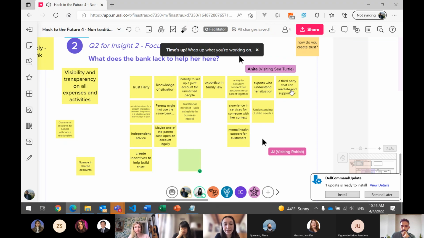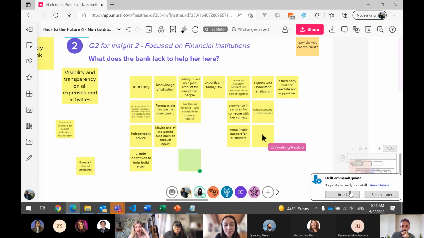All right, that is time. If anyone's still writing, why don't we finish up our last thought and start to look and see what other people have put in this section. Some really interesting thoughts here. Creating incentives to help build trust, or maybe one of the parents can't open an account legally. I think that's something we don't think about, right? If one parent can't open the account or not. Whoever put that down, if you want to talk about that more, I think it's a very interesting point.